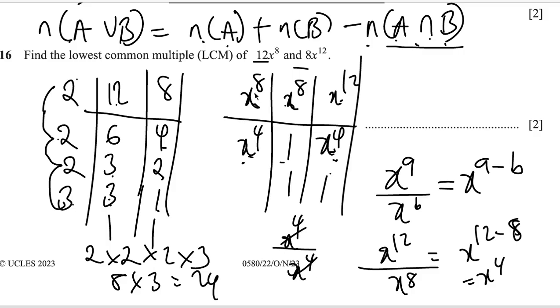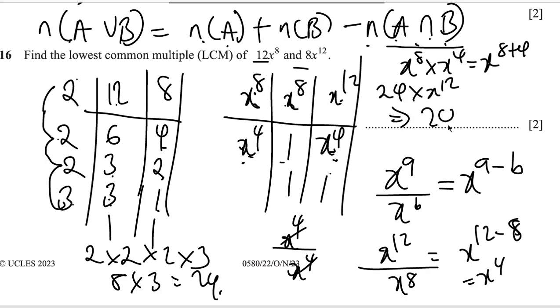So x^8 times x^4, using the multiplication law, remember, x^a times x^4 is going to be equal to x^(a+4), which is x^12. So 24, which we got over here, that's going to be 24 times x^12, and the LCM is going to be 24x^12.